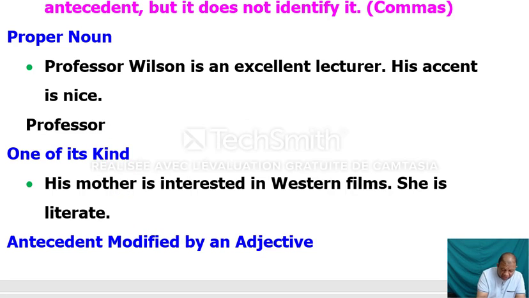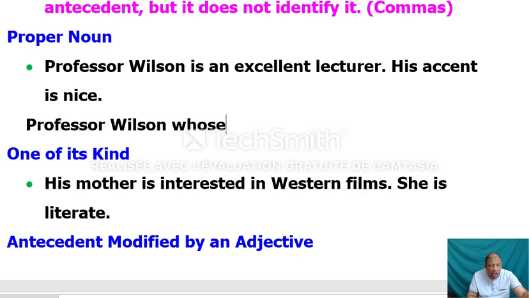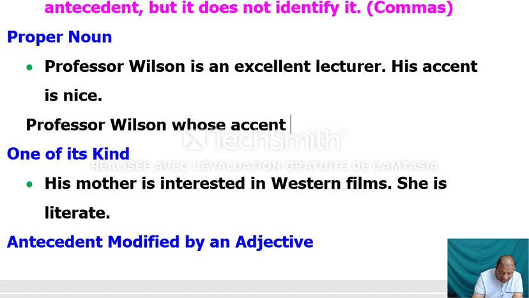Professor Wilson, whose. So when you have a possessive adjective like my, your, his, her, its, our, your, their, or you have the possessive noun Wilson's accent, Ahmed's brother, Peter's house. In this case, possessive noun or possessive adjective, we are going to use here whose. Professor Wilson, whose accent is nice, is an excellent lecturer.